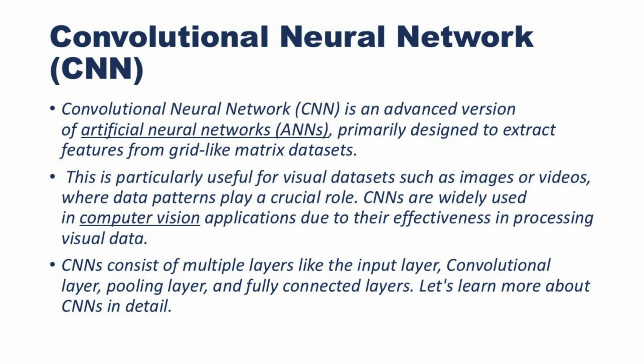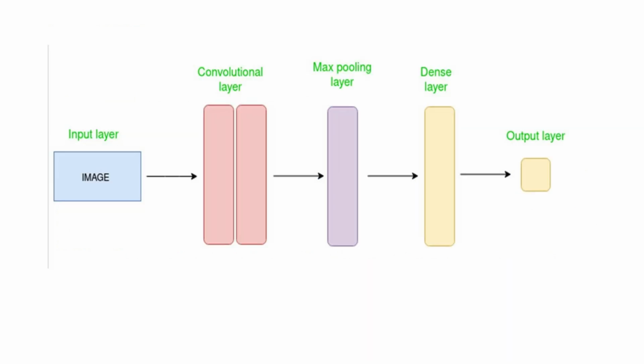Why CNN is needed? Images are made of pixels. Each pixel has values for red, green, and blue. CNN helps machines understand patterns in these pixels. That is why CNN is widely used in computer vision. Examples include face recognition, image classification, and object detection.